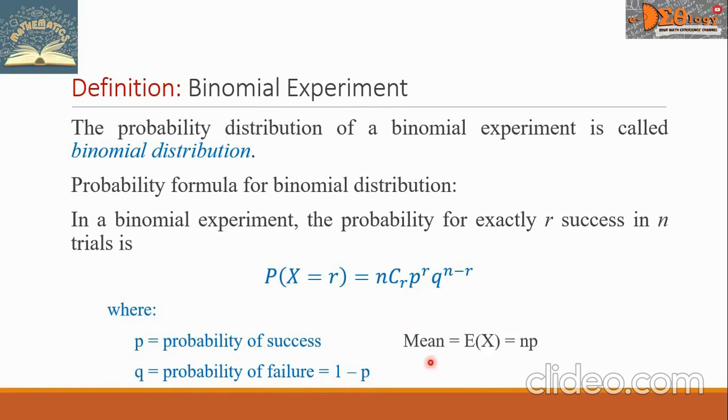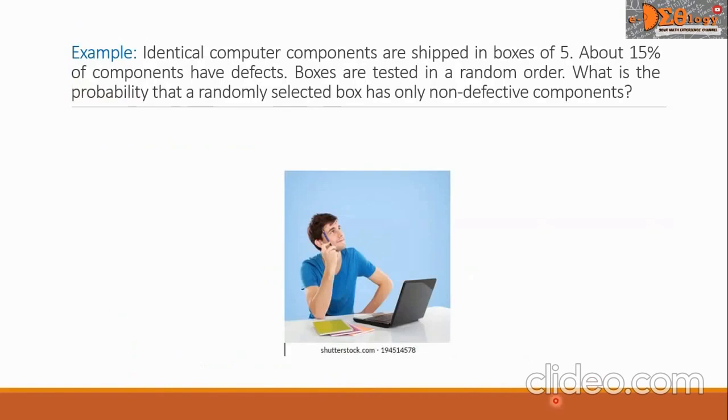Take note also that the mean is equal to this symbol E of X, which is the expected value, and this is equal to n times P, while the variance denoted by var of X equals n times P times Q. Let us see this example.